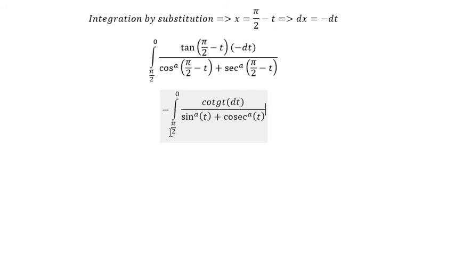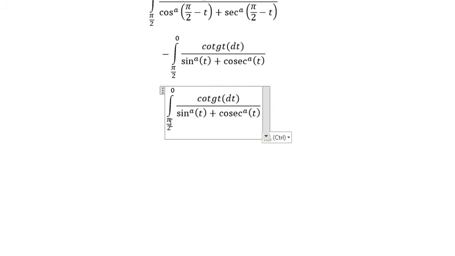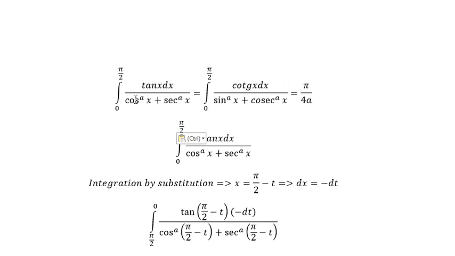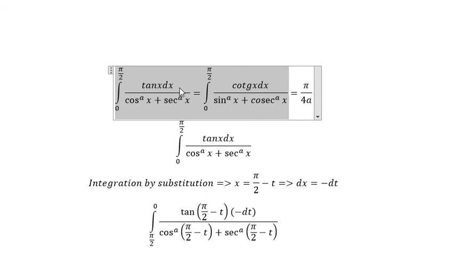We know that π/2 is higher than 0, and we have the negative, so we can swap the top and the bottom limits together, and now you will have 0 here and π/2 here. So we just finished proving the first one. Next, I will use this one to calculate.